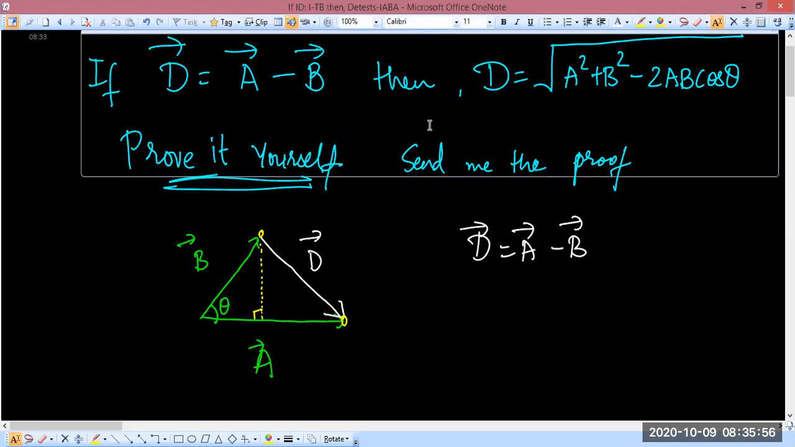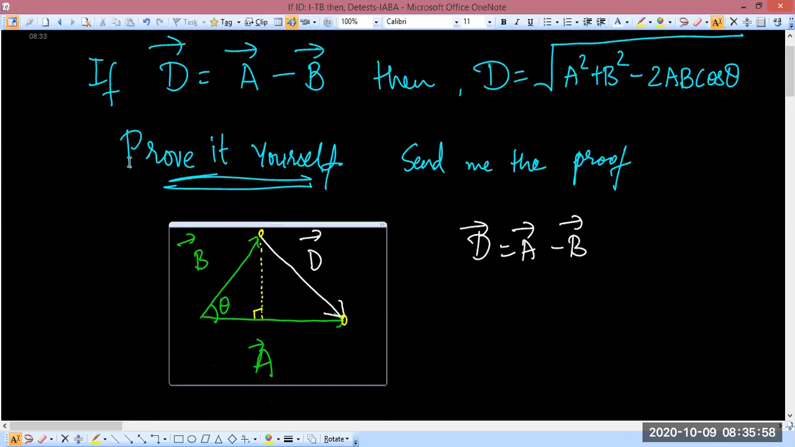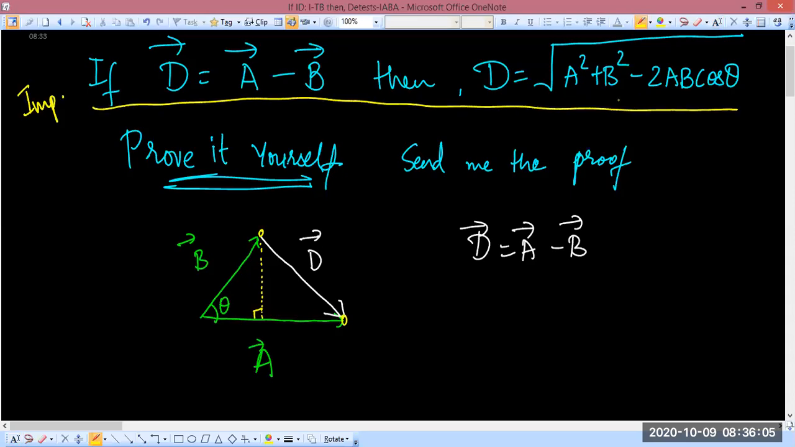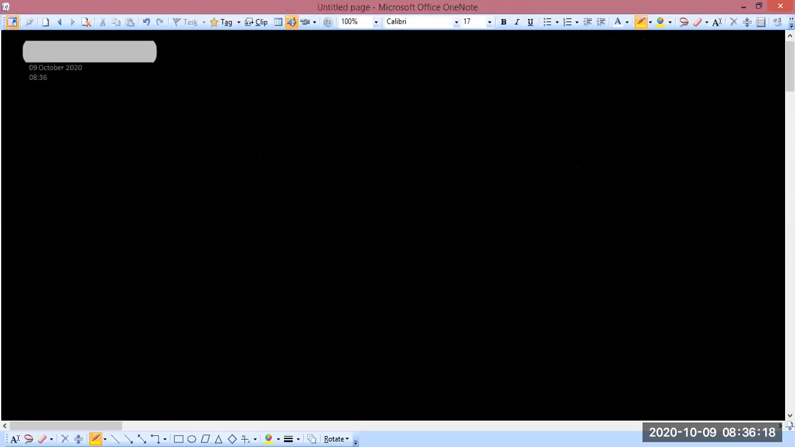Okay, right. So this is also an important formula, everyone. I want all of you to remember this as well. Now let's go to the next thing.